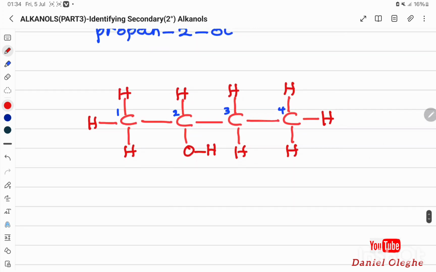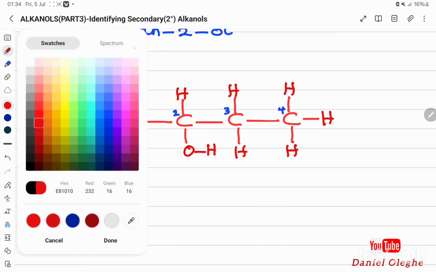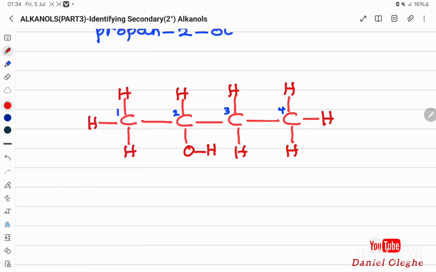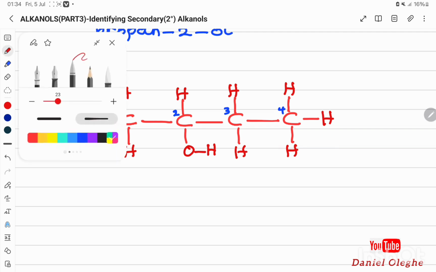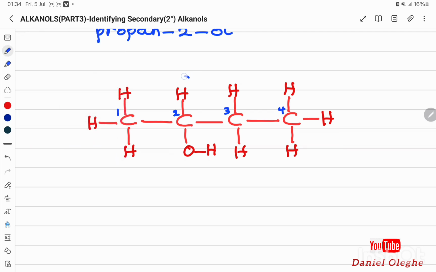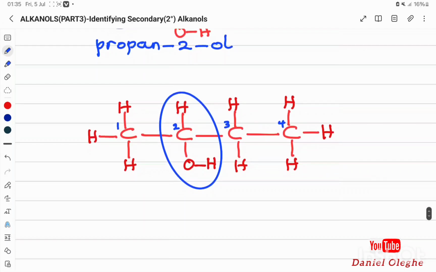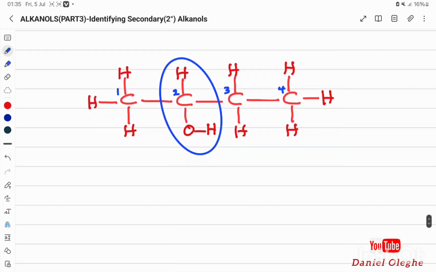This represents a secondary alkanol. Why? Secondary alkanol because, as you can see, we have the CHOH in the middle of that structure. The CHOH is what we use to identify a secondary alkanol. So once you are able to cite this CHOH in the molecular structure of any alkanol, it means the alkanol is a secondary alkanol.